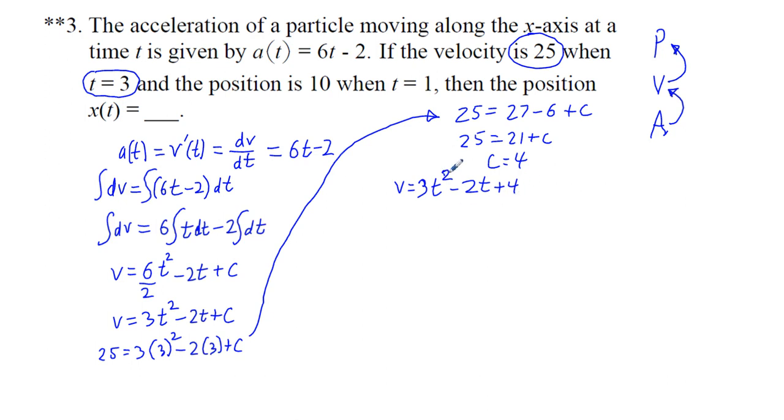Okay, now next we want to find x of t. So v is the first derivative of position. So v is going to be dx dt. And that's going to be equal to 3t squared minus 2t plus 4. Now you know what we're going to do now, right? Cross multiply the dt. So dx is equal to quantity 3t squared minus 2t plus 4, times dt.